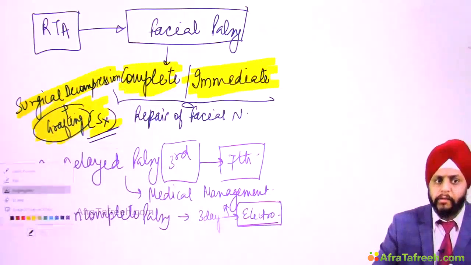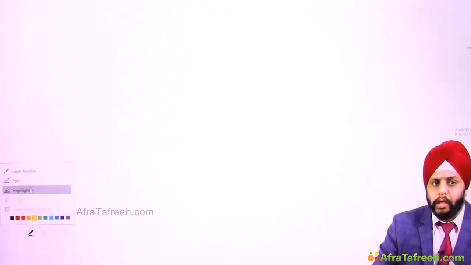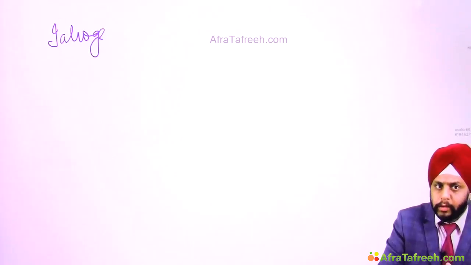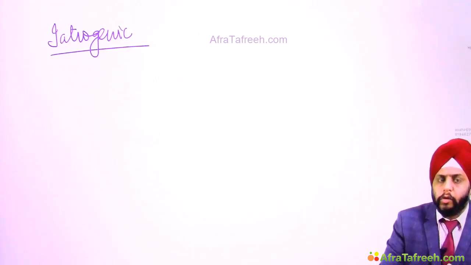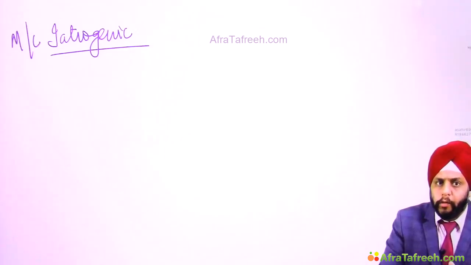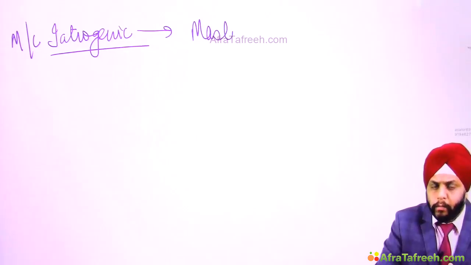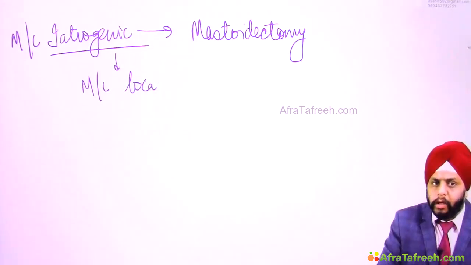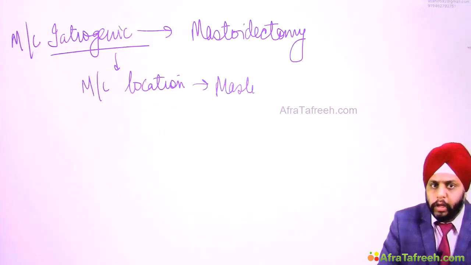Now this facial palsy can also happen in a case of surgery. Iatrogenic facial palsy. Okay, most common iatrogenic cause of facial palsy is mastoidectomy. Most common iatrogenic cause of facial palsy is mastoidectomy. Okay, which is the most common location for this iatrogenic injury? Most common location is the mastoid segment, the vertical segment.